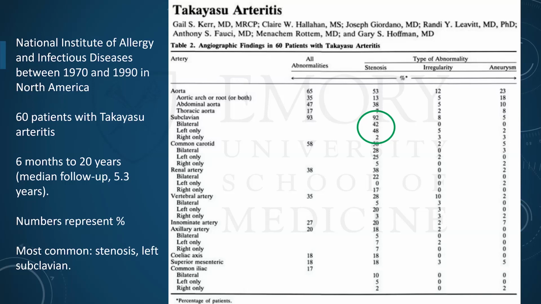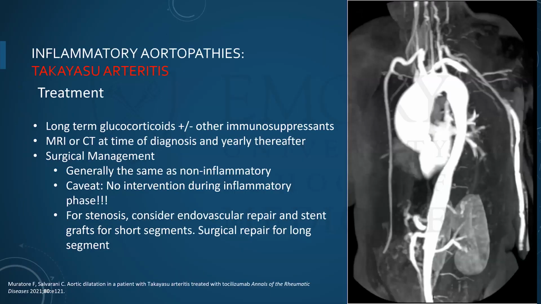So that was an important takeaway. Management is largely going to be with immunosuppressants. So long-term corticoids plus or minus other immunosuppressants like biologics. MRI and CT are going to be our workhorse for diagnosing and monitoring. And we want one of those at least yearly thereafter.